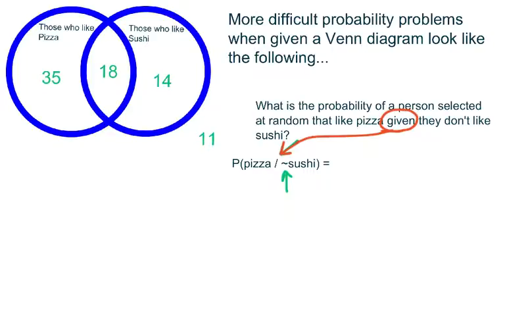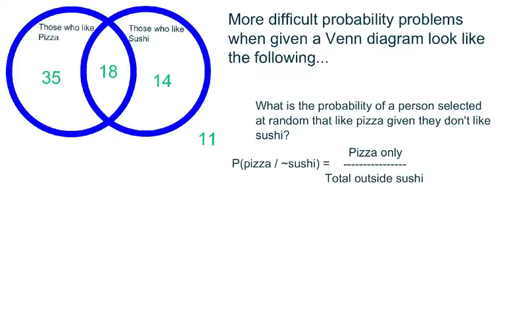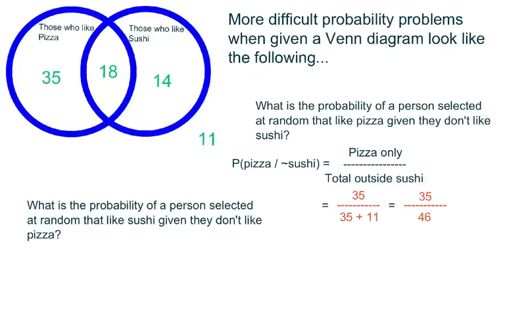So if you see that division bar, that means that your total, the number under the fraction, changes. The top is pizza only, and the bottom is whatever the total is outside of the sushi circle. 35 and 11 is 46 in the bottom, and pizza only is 35.